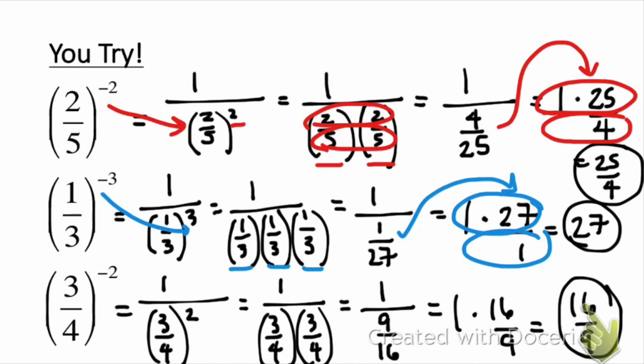For the last one, I have 3/4 to the negative 2 power. So I used that negative 2 and I wrote it down as a positive in the denominator. And that means times itself, so I showed it multiplying out 2 times. Multiplied across the top, 9 over 16. And then I multiplied by the reciprocal. So 16 over 9 is my final answer.